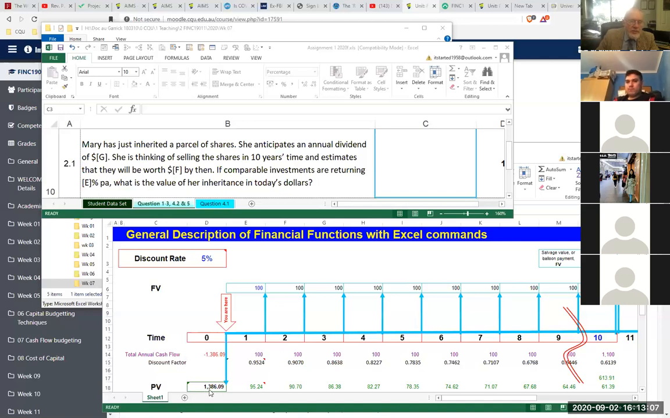What that is telling us is that if the prevailing rate of return is 5%, and someone offers me this set of cash flows, I should be prepared to pay $1,386.09 in order to buy it. If I can buy it for $1,000, I'm happy because I'm in front by $386.